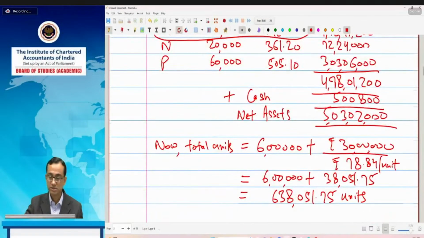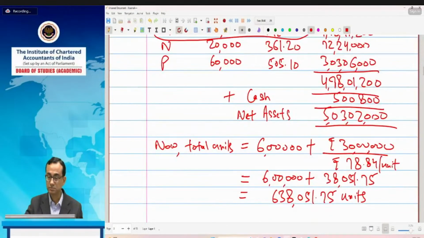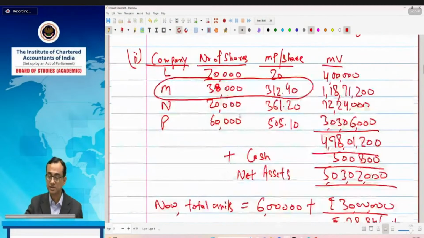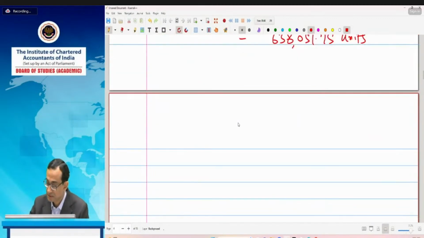I hope this second part is clear to you. So how did we do it? First of all, whatever amount is invested is converted into units. So we take the per unit NAV of 1st of February. The further units were 38,051.75. Earlier it was 6 lakh. So 6 lakh plus 38,051.75. Now the total number of units is 6 lakh 38,051.75. Now let us calculate the third portion.